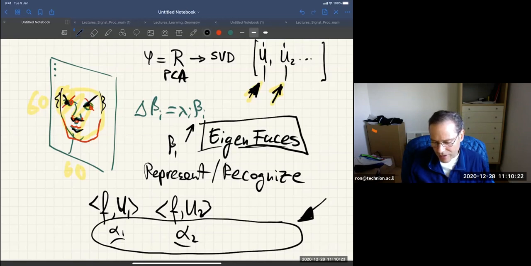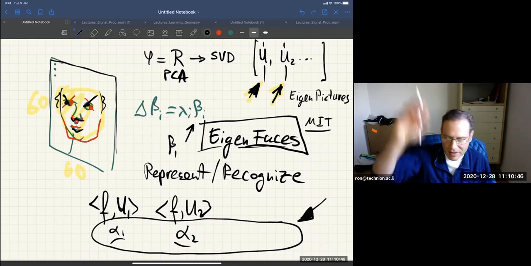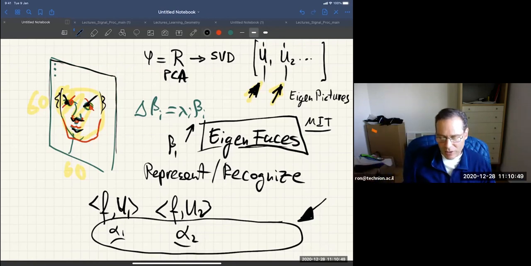In fact, it grew out of, it was published in MIT, but before that, there were two people from Brown University that did something that is called eigen pictures. So eigen pictures is the same idea. You take the same picture, you align all the pictures, then you column stack them, you cross them with themselves, you create an autocorrelation matrix, you apply SVD to this matrix, and you get these eigenvectors. And these eigenvectors are your basis for representation in an optimal way from a second order statistics point of view, okay? So there is a fundamental difference between the two.